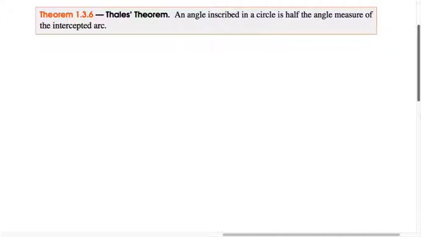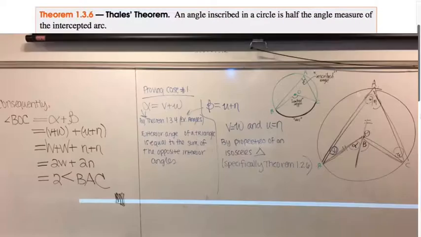And then finally, in 1.3.6, we prove the Star Trek lemma, that if I inscribe an angle inside of a circle, and inscribe means that the 3 points of that angle are on the circumference of the circle, then the measure of that inscribed angle is exactly 1/2 the measure of the angle made at the center of the circle, which is called the intercepted arc by the author. I call it the central angle at the middle of the circle.